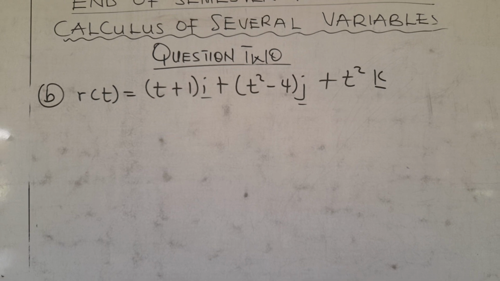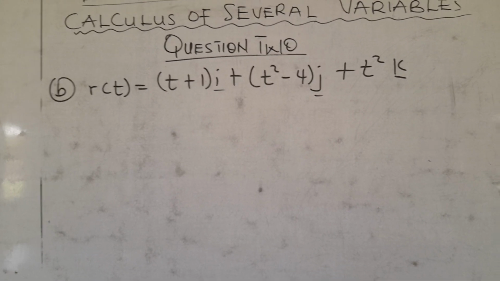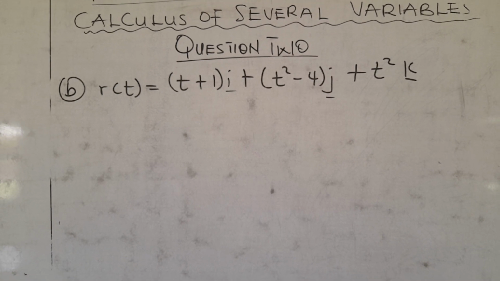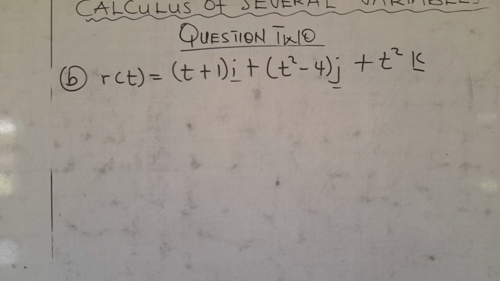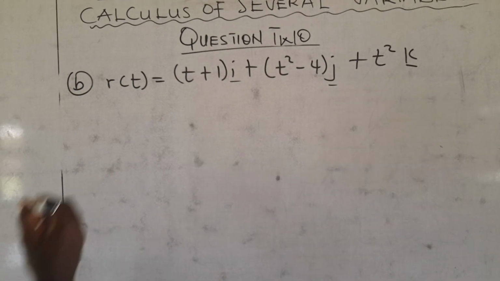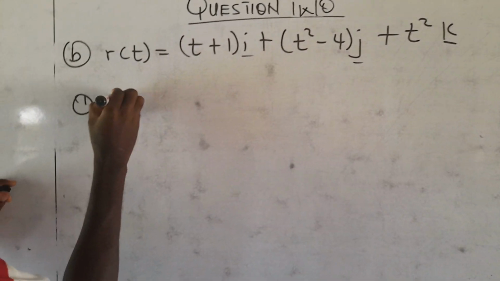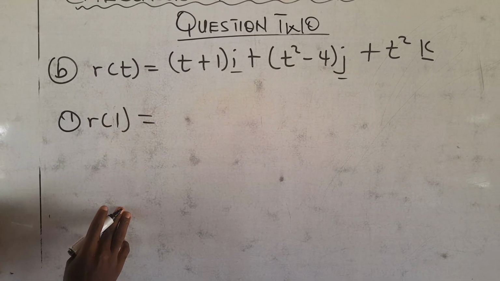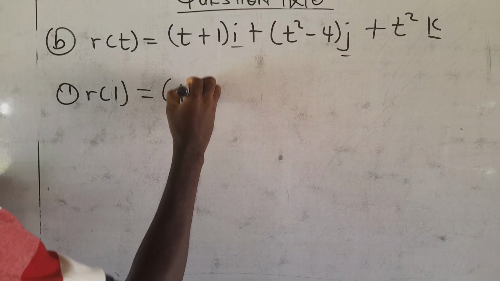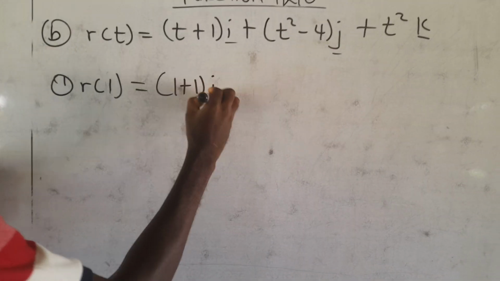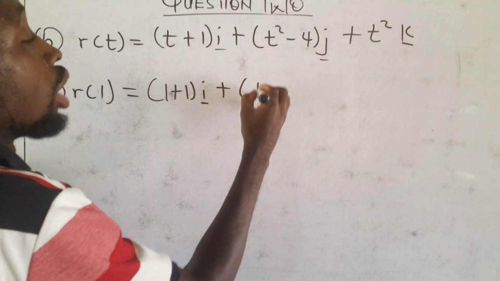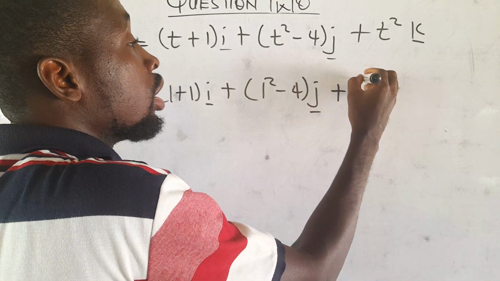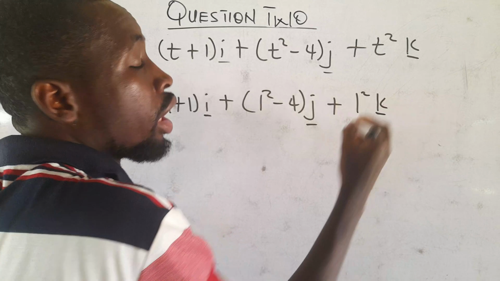So this particular question is on evaluating vector value function at a given point. Please do well to check out my videos on how to evaluate vector value functions at a given point on YouTube. So we are asked to find r of 1. That means we just substitute 1 in the place of t in r of t. So this will be equal to 1 plus 1 in the i direction, then plus 1 squared minus 4 in the j direction, then plus 1 squared in the k direction.